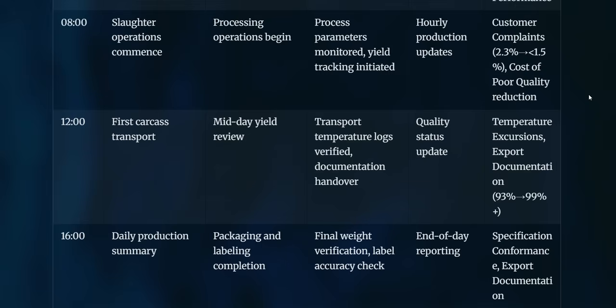And then at 4 p.m., at site A, they will do daily production summary. Site B will start packing and labeling completion. And the control measures here include final weight verification and label accuracy check. The communication here is end-to-end, end of day reporting. And our target with this control is specifications conformance and export documentation.